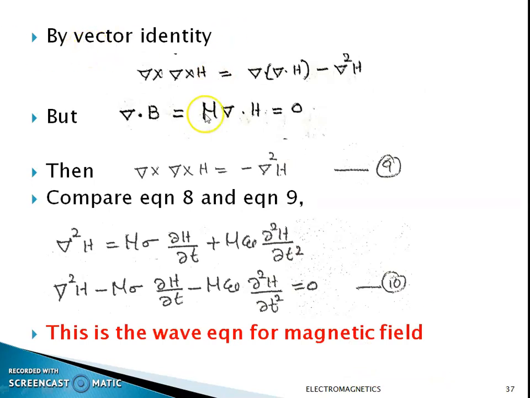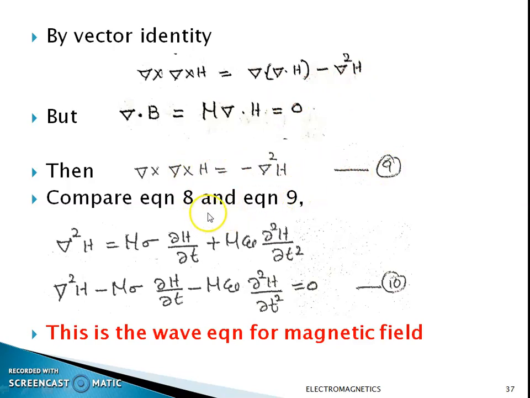By vector identity, we know del cross del cross H is equal to del into del dot H minus del square H. But the value of del dot B, which is mu del dot H, is equal to 0. Then this term becomes 0. Then del cross del cross H is equal to minus del square H. Mark it as equation number 9.